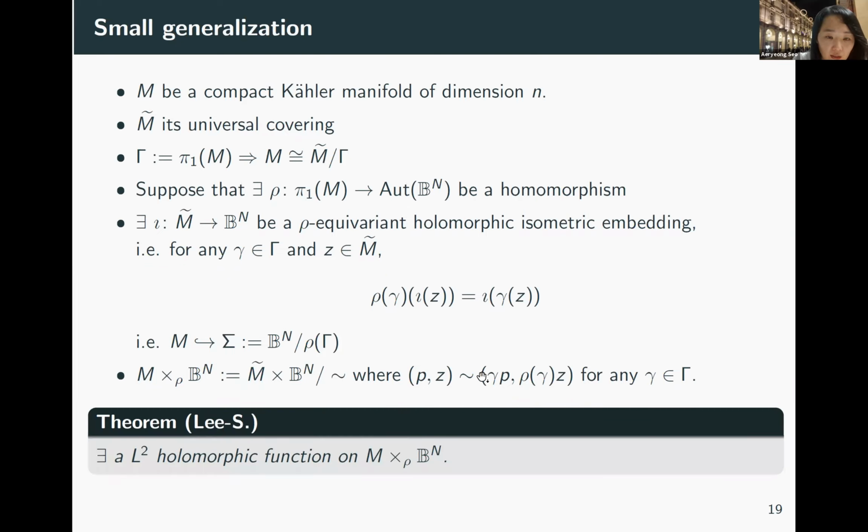Then if we take the pullback of the symmetric power of the tangent bundle of this sigma to M, we can show that there exists an L2 holomorphic function on this domain. Like in this case, M tilde, in this case, here the ball quotient does not necessarily have to be compact.